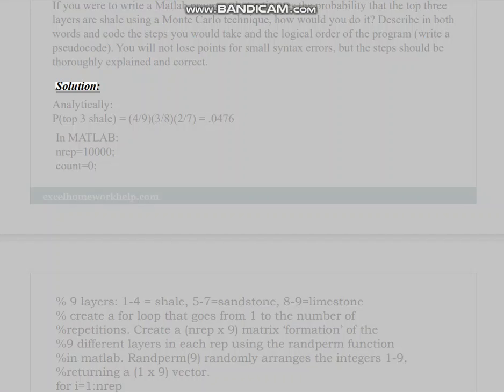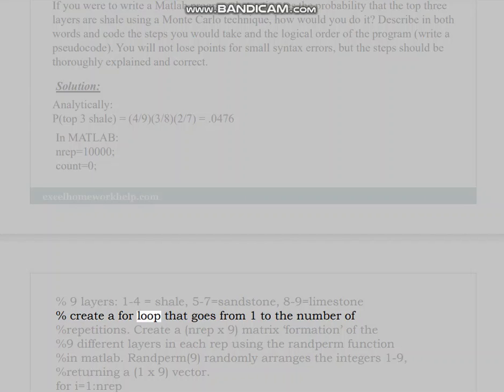Solution. Analytically, P(top 3 shale) equals 4/9 times 3/8 times 2/7 equals 0.0476. In MATLAB, nrep equals 10,000, count equals 0. % 9 layers, 1 to 4 equals shale, 5-7 equals sandstone, 8-9 equals limestone.